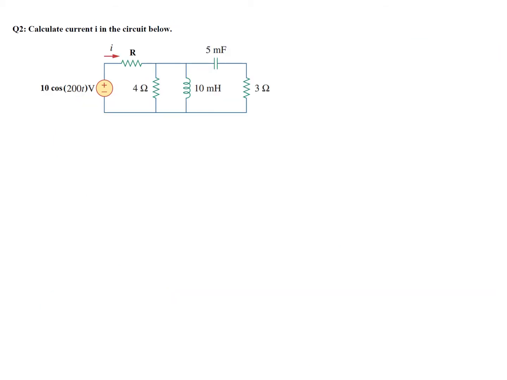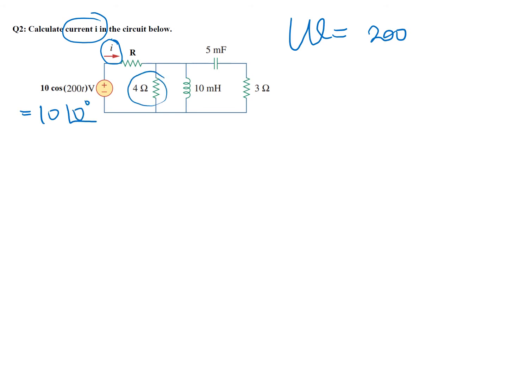Question 2. Calculate the current I in the circuit below. We can see we need to find the current I, and the current I is here. As always, the circuit is currently in the time domain. We record the angular frequency, that's 200, and convert everything into the phasor domain. So this is 10 at an angle of 0 degrees, the 4 ohm resistor has an impedance still 4 ohm.